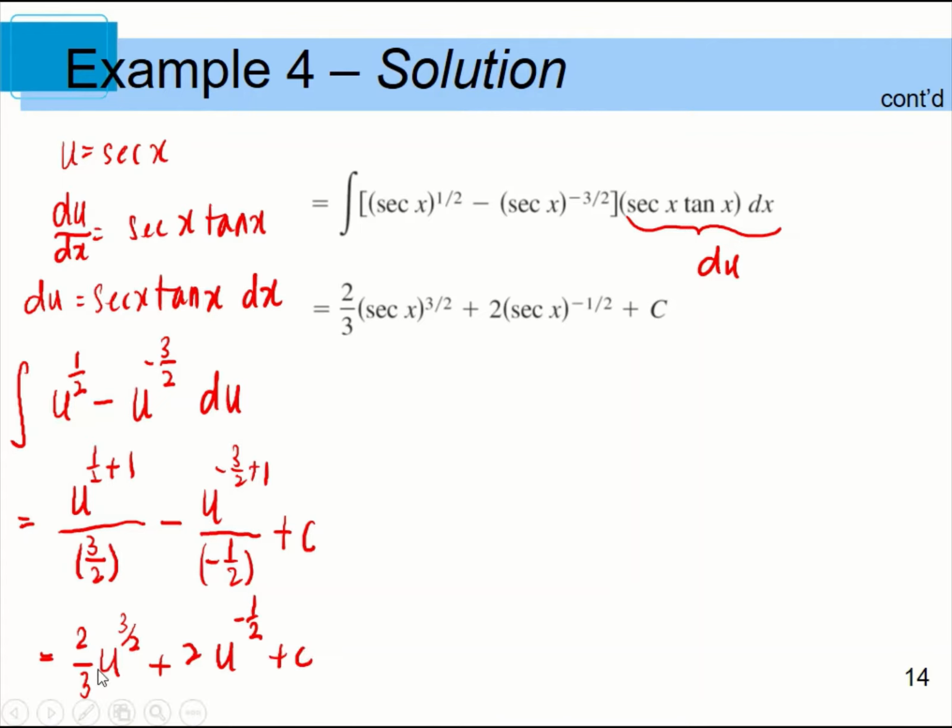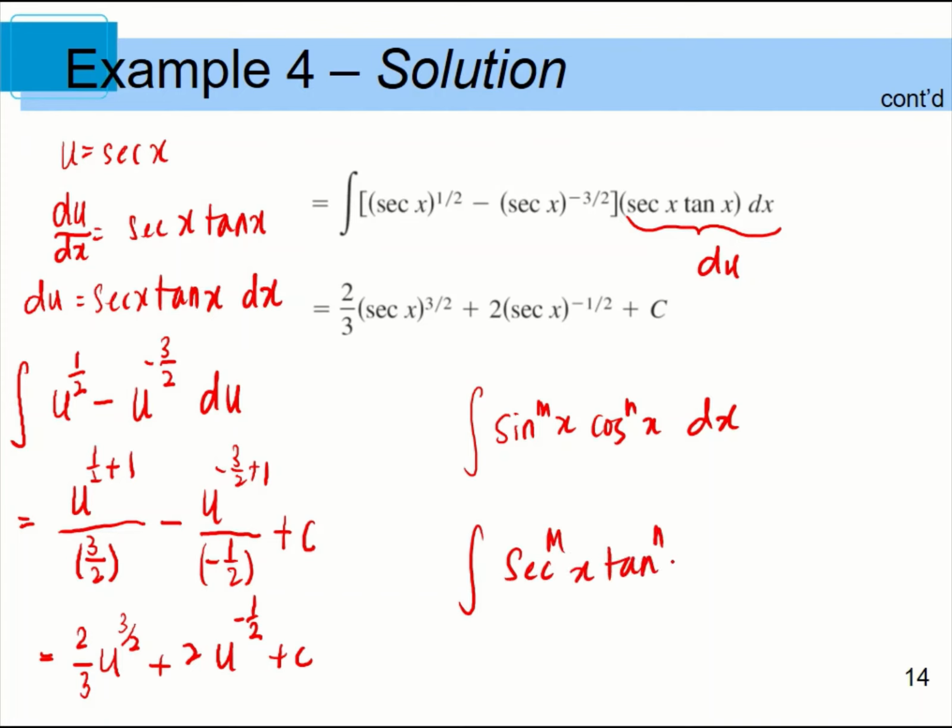Change the u back to secant x. Now we have 2 over 3 secant x to the power of 3 over 2, plus, changing this back to secant x, 2 secant x to the power of negative 1 over 2 plus c. So from here, we have solved the integration. Under this chapter, we learned how to solve integrals involving powers of sine and cosine, and also integrals involving powers of secant and tangent.